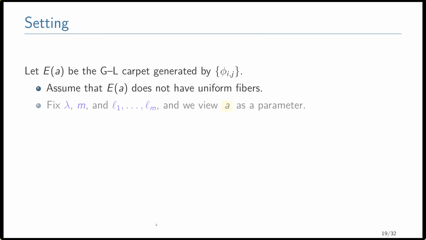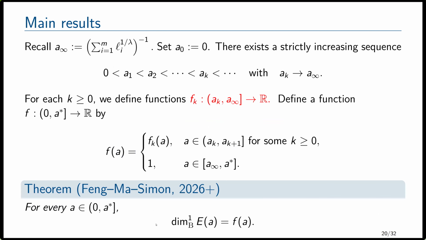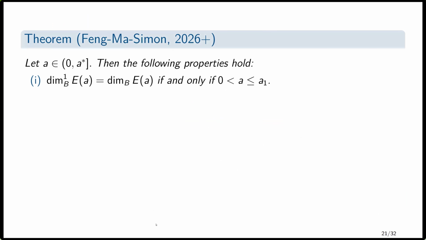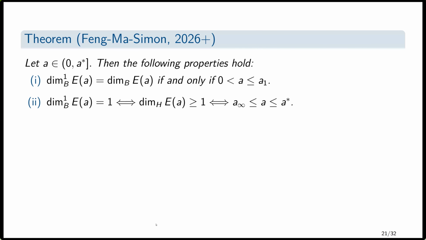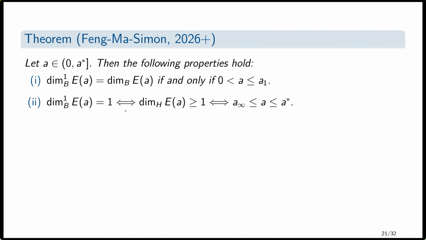First we get the dimension formula here, and we'd like to compare the box dimension of the projection set with the original box dimension and the Hausdorff dimension. The first result is that it is equal to the box dimension if and only if A is less than 1, greater than 0. And the second one, it is 1 if and only if the Hausdorff dimension is greater than 1. So this was the first part for this direction.